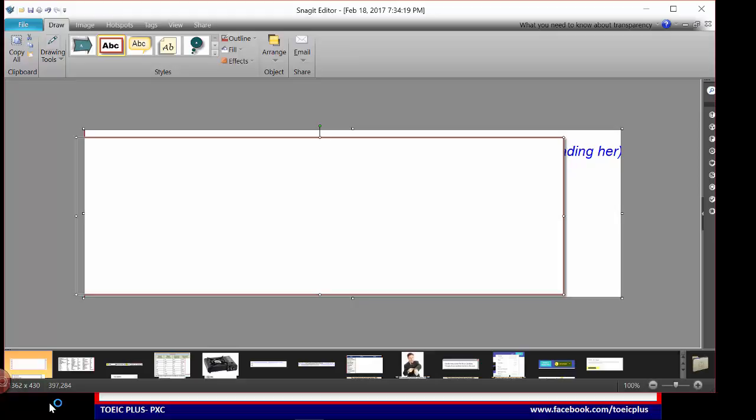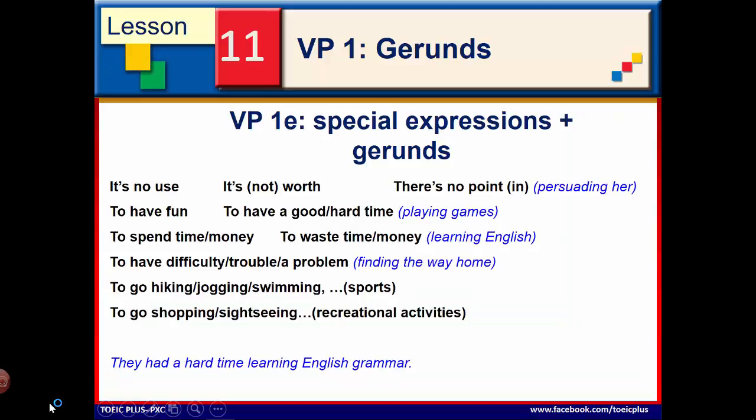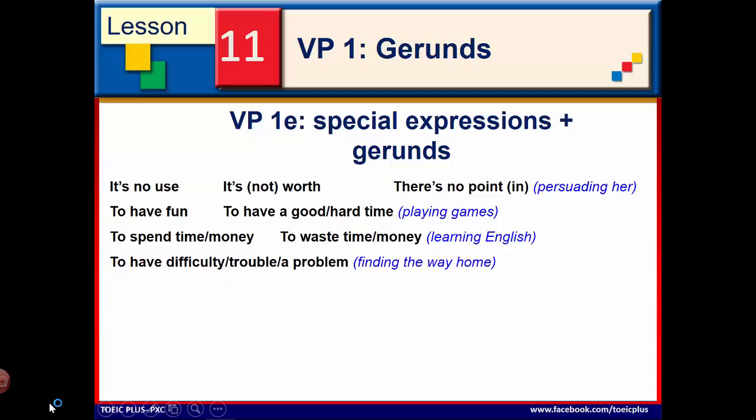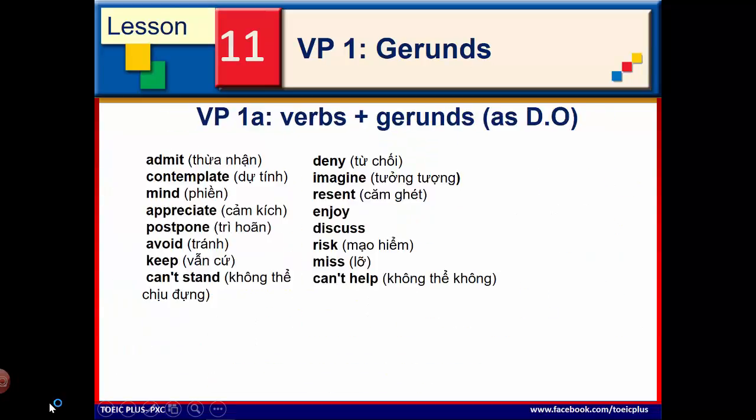Spend. Spend what? Spend time or money. What else? Waste time or money. What? Have again. Have what? To have difficulty, to have trouble, to have a problem. What else? Go. Go what? Go jogging, go swimming or hiking. Right. Alright. That's it. Now we have to try to remember.